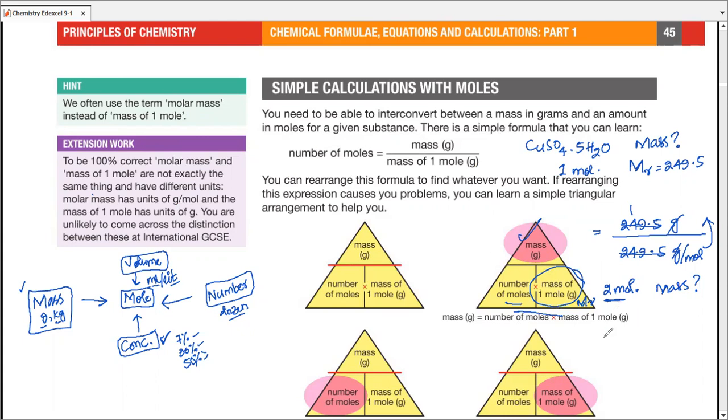Let's suppose you need to have 10 moles. 2495. Perfect. What if you don't need this many number of moles and you just need half a mole? 124.75. Perfect. What if you only need 0.001 mole?